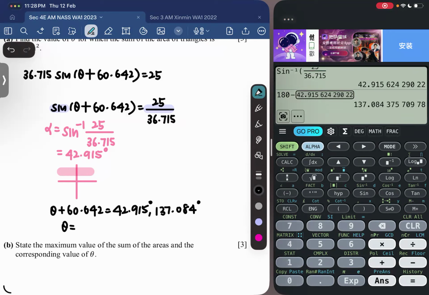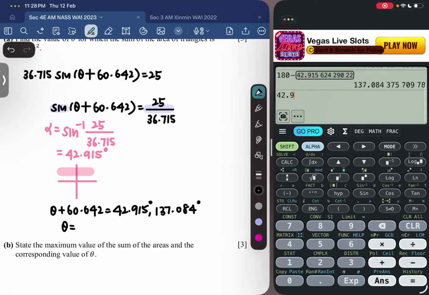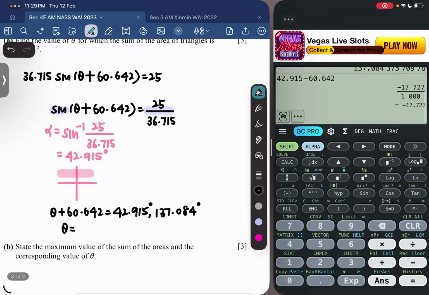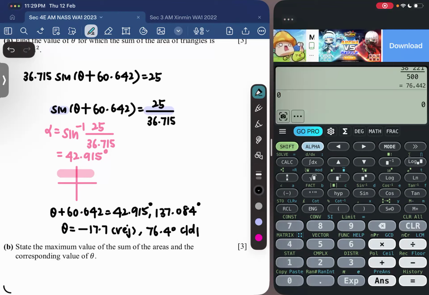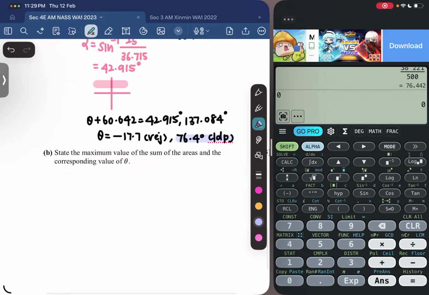Then your theta, you can leave in 1 dp now. So 42.915 minus 60.642. Negative, right? So negative, straight away you just reject. We don't want negative angle. 137.084 minus 60.642. This is 76.4. So 1 dp. So this will be my final answer. So this one will be final answer already. Okay, easy, right? Okay, last one.